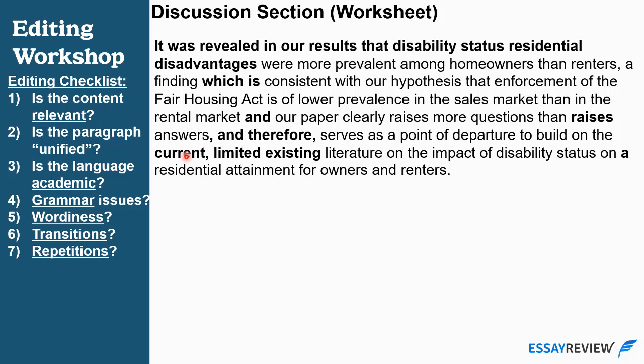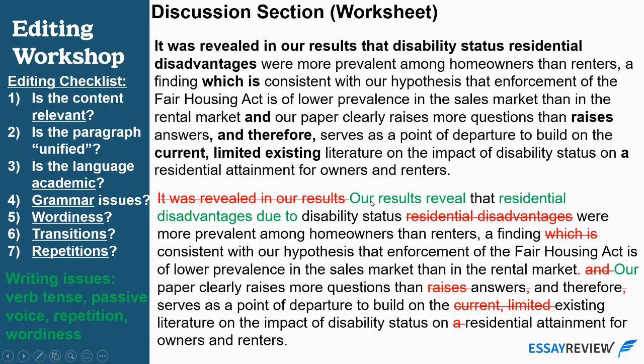Serves as a point of departure to build on the current limited existing literature. How many modifiers do we need? We don't need that many adjectives, right? So we could just say current literature, or existing literature, or current limited literature. On a residential attainment. Well, attainment is not countable. It's just the idea, like information or research. So on, no article. Okay, here's my edit.